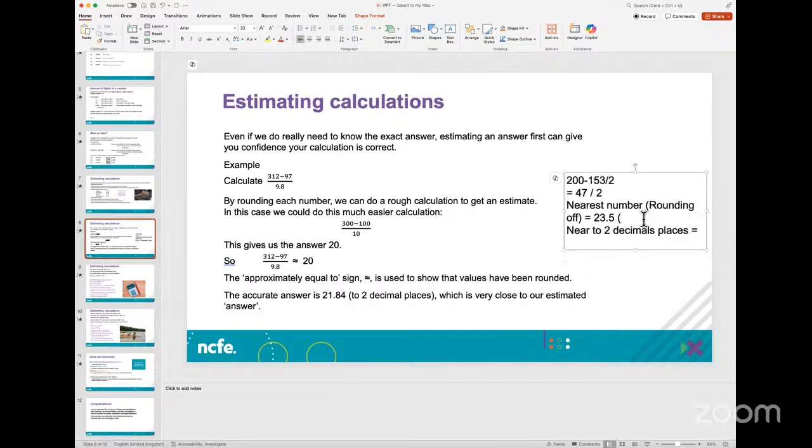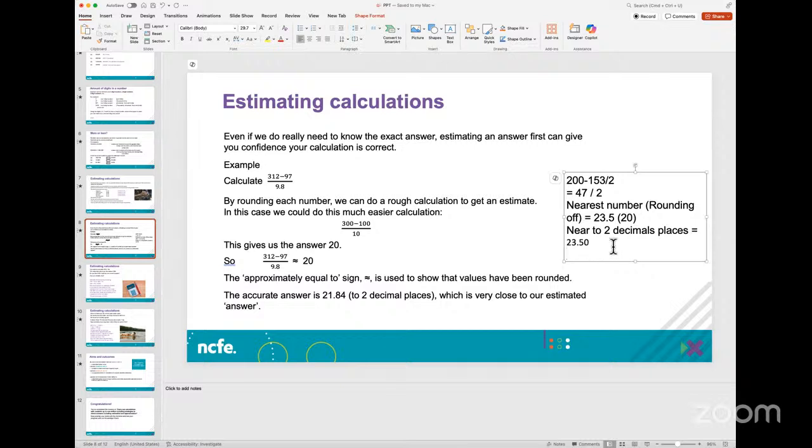So depending on it being closer to 20, the answer in this case would be rounding off to 20. And if I say nearest to the 2 decimals, then obviously in this case the answer is 23.50, because 47 divided by 2 is 23.50, and because the answer is required to 2 decimals, I have to have this exact number put in, which is 23.50. Right? Now, this is rounding off.